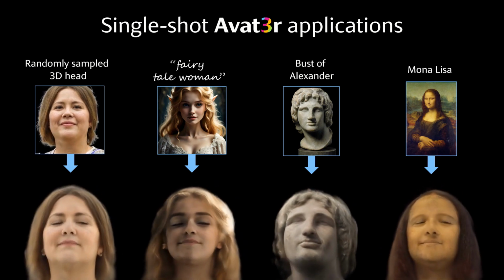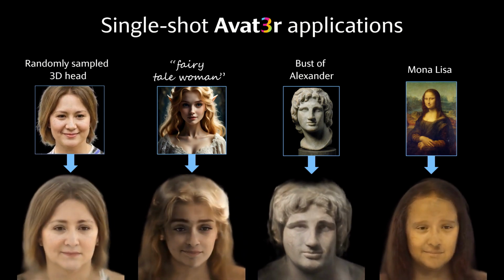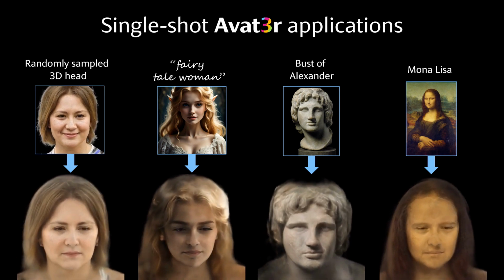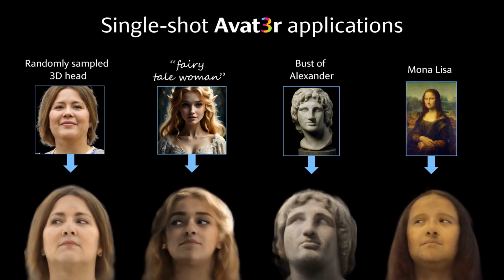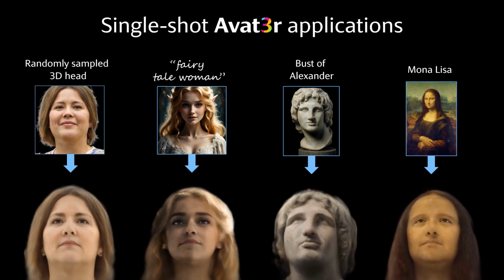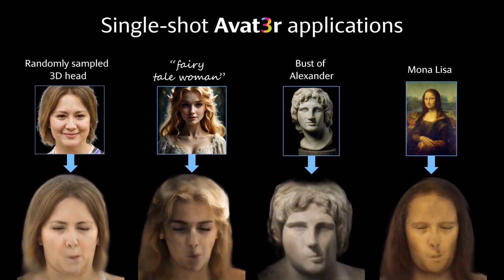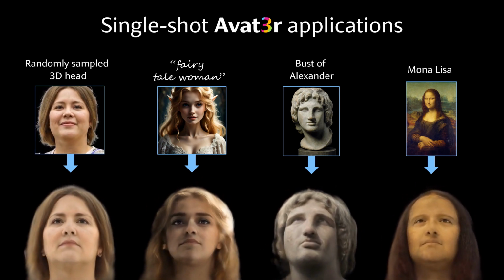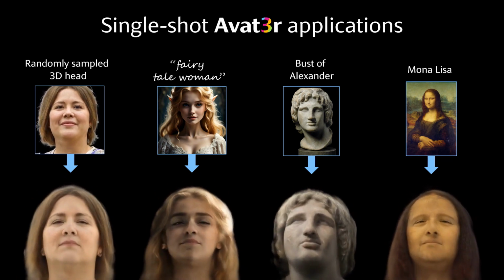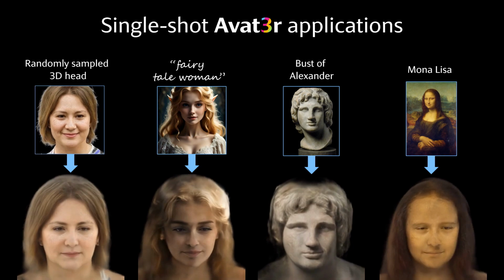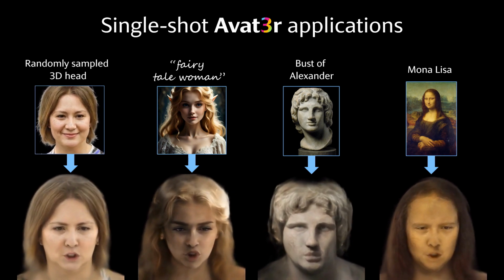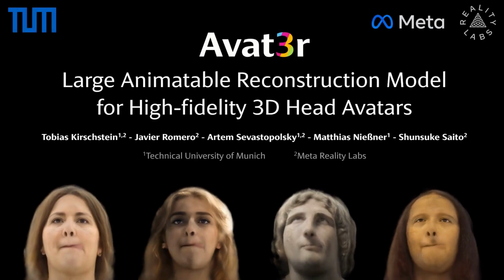Finally, we show more application scenarios of Avat3r. Our method can animate heads that were randomly sampled from a 3D GAN, essentially making any static 3D GAN animatable. Avat3r also generalizes beyond real faces, such as an image of a fairy tale woman generated by a diffusion model. Avat3r's animation capabilities even extend to highly out-of-distribution inputs, like the images of antique busts or iconic paintings, such as the Mona Lisa. Thank you for your attention.